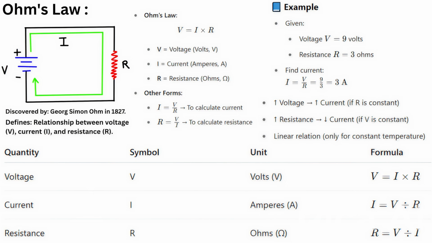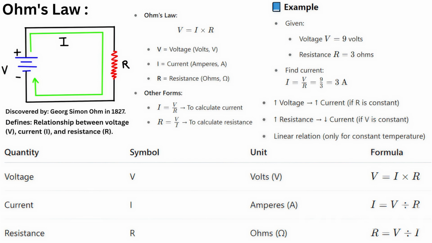Hello and welcome to this explanation of Ohm's law, which is one of the most fundamental and important concepts in all of electricity and electronics. It was discovered by a German physicist named Georg Simon Ohm way back in 1827, and it's the starting point for understanding how circuits work.